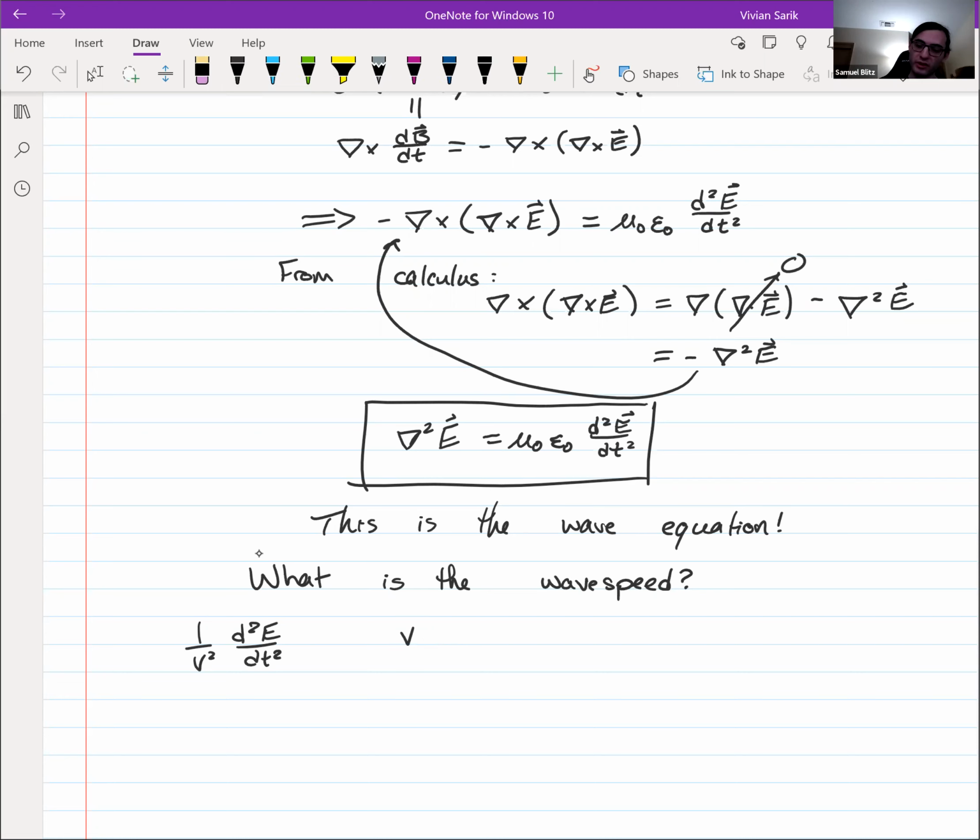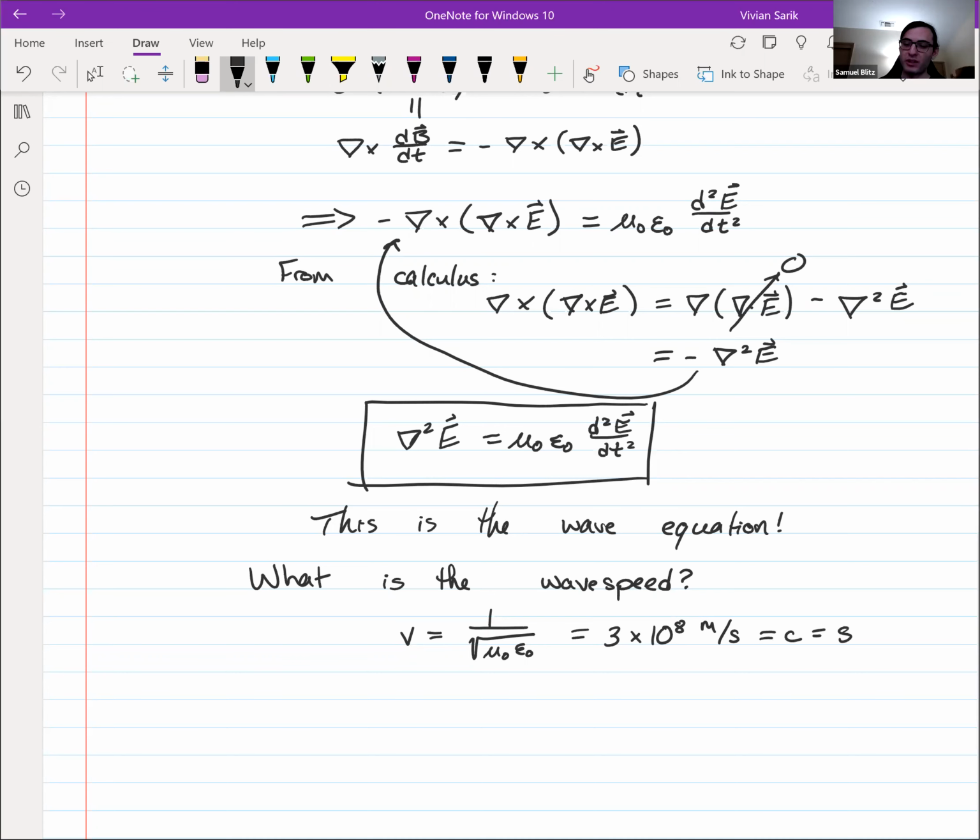And so we can extract this speed just by looking at our wave equation. And that gives us a wave speed of 1 over the square root of mu naught epsilon naught. And we know what those numbers are. We can calculate them. And it turns out that this thing is 3 times 10 to the 8th meters per second. And hopefully you recognize that number. That's the speed of light.